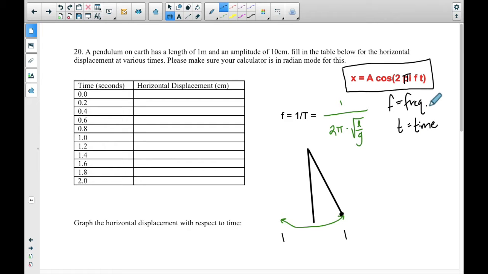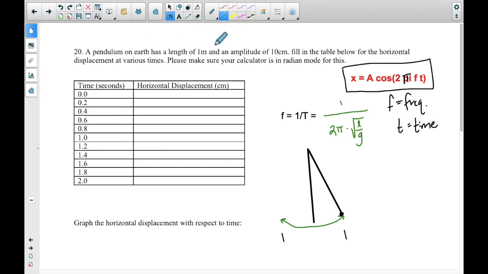Now, going back to frequency though, frequency is 1 over the period. And so we know that. In this case, this is our period, so it's going to be 1 over this. We're going to have to do some work here to get to our starting point. Let's take a look at the actual problem.